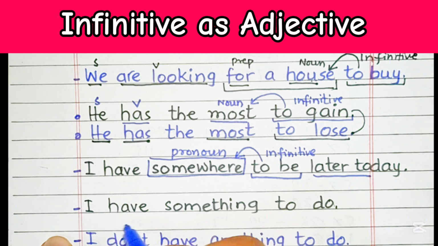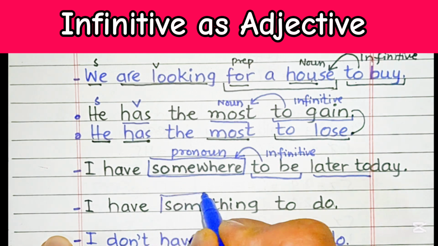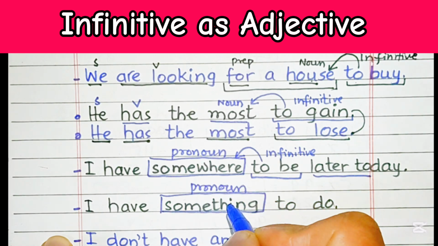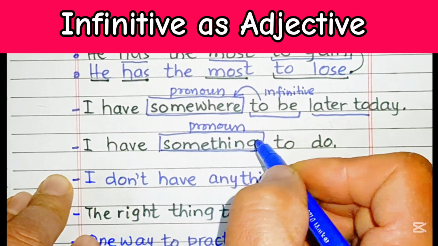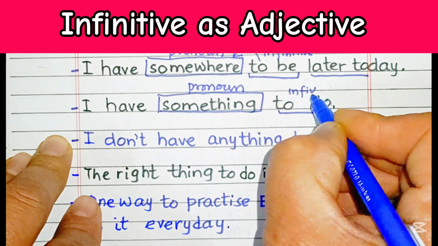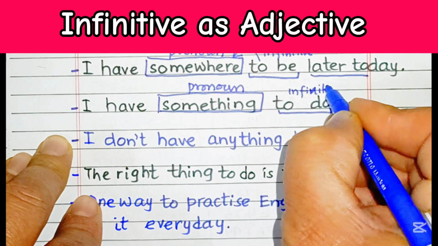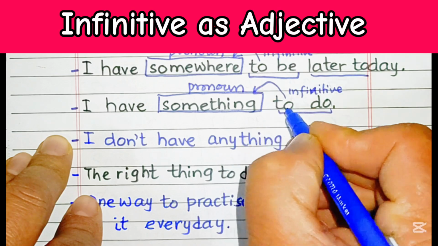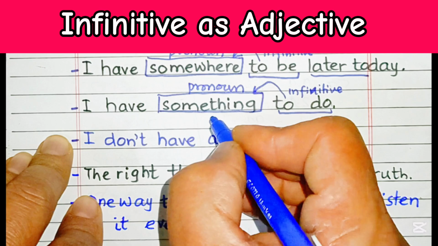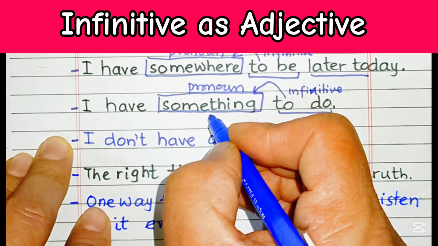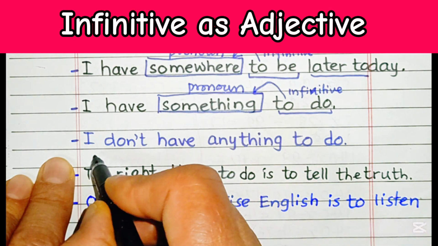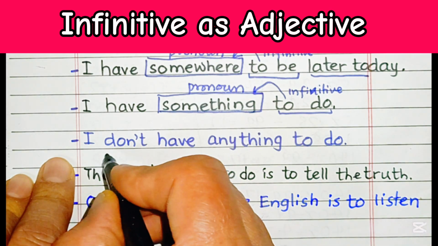Now, I have something to do. In this case, something is a pronoun. Again, it's a pronoun, and the infinitive to do provides us more information about something. This describes the pronoun something, or it gives us more information about this word, that is something. The opposite, of course, would be I don't have anything to do.